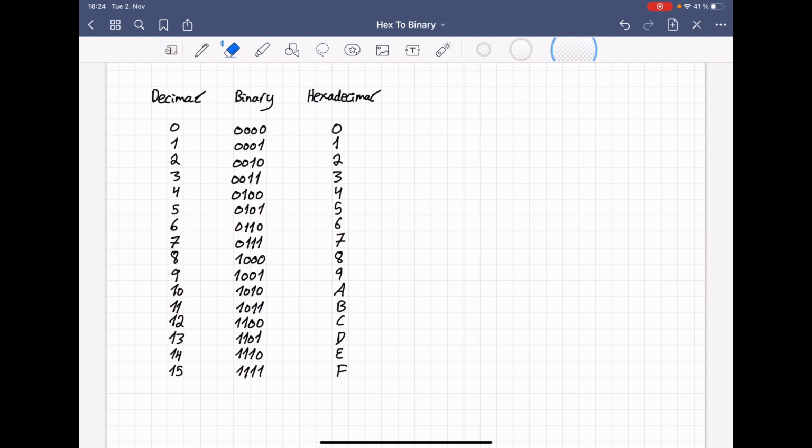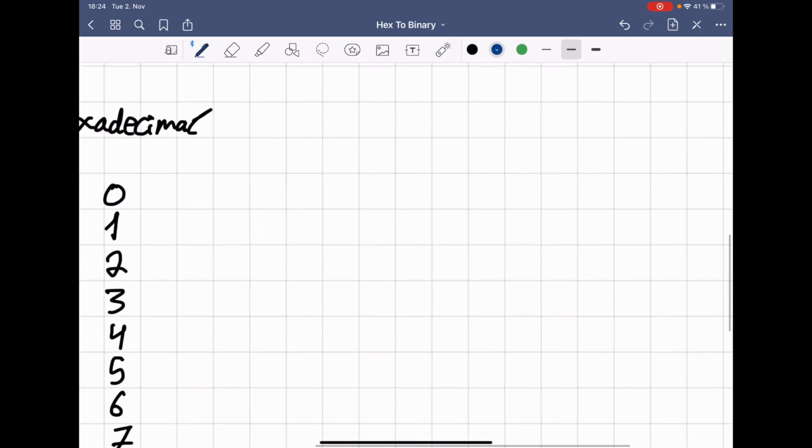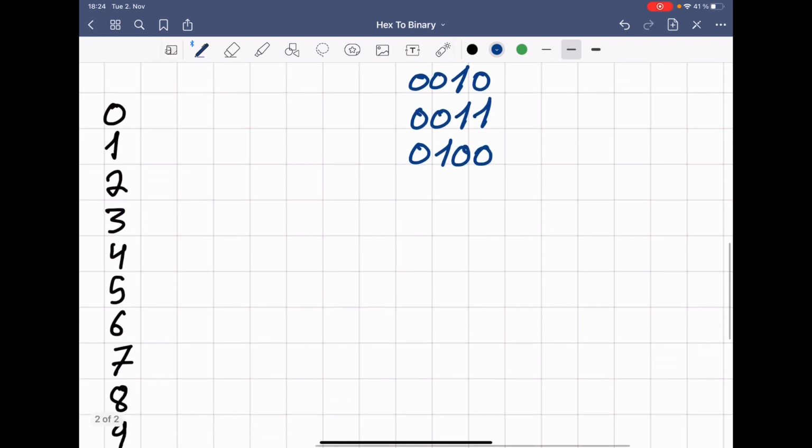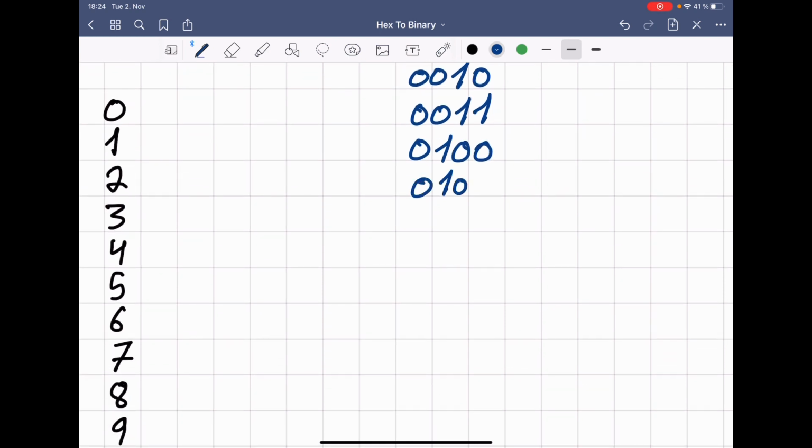So we will start by looking at the binary numbers. In order to represent the number 1, we have to include 3 zeros and then a 1. In order to represent the number 2, we have to include 2 zeros, 1, and another 0. 3 is 0, 0, 1, 1. Number 4 is 0, 1, 0, 0. Number 5 is 0, 1, 0, 1.